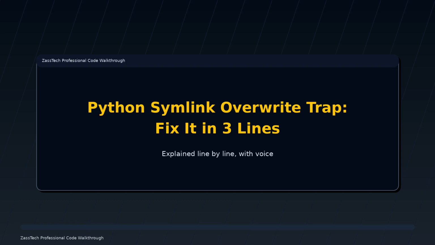path.symlink_to overwrites existing symlinks without warning, risking data loss. You can avoid that with os.replace in a single atomic move.